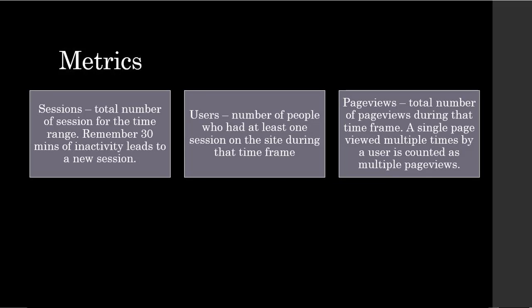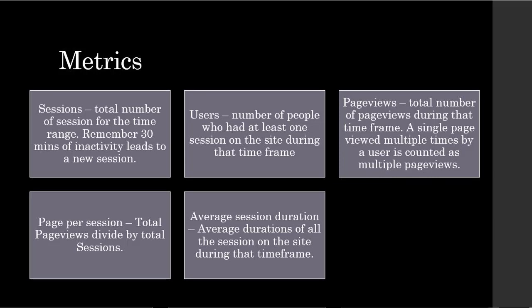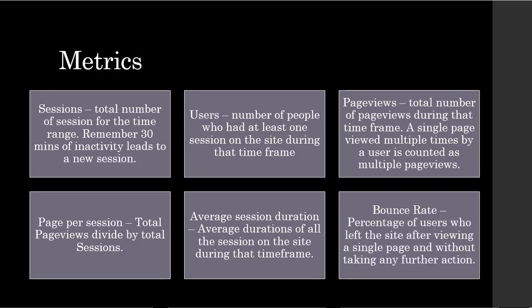A single page that's viewed multiple times by a user is counted as multiple page views. So if a user goes to the same page 3 times, then the page view count will be 3. Page views per session is the total page views divided by total sessions during that time frame. Average session duration takes all the time spent by all the sessions during that time frame and divides it by the number of sessions. Bounce rate is percentage of users who left the site after viewing a single page and without taking any further action.